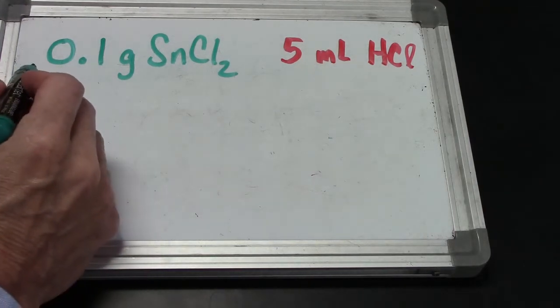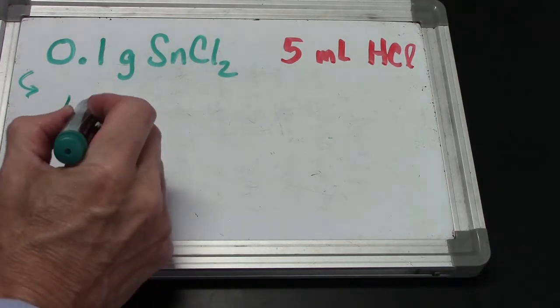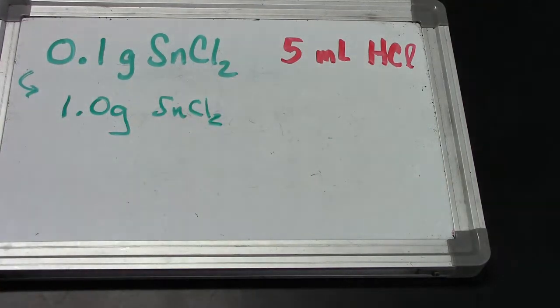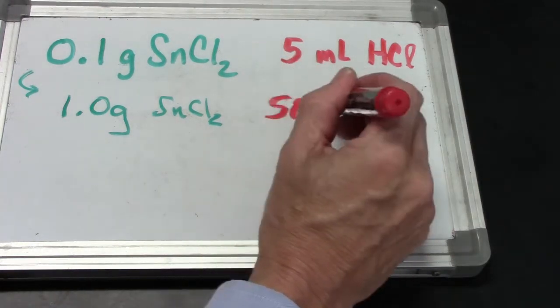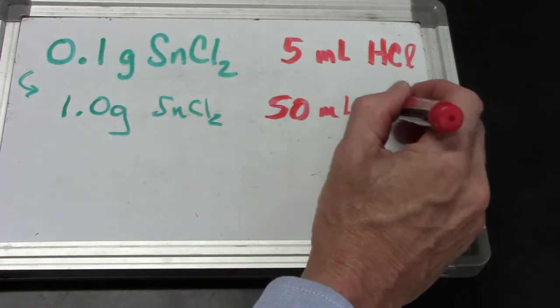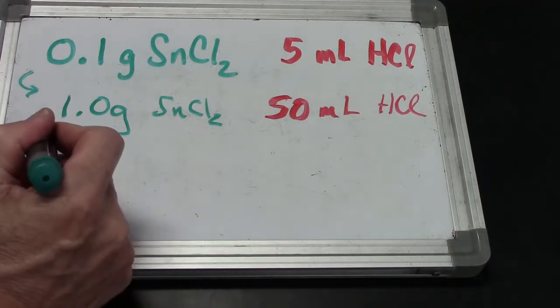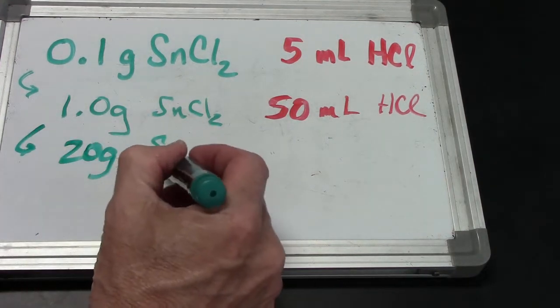If I were to say, let's go 10 times higher, then this will be 1.0 gram of tin chloride. But then I'll need 10 times more of that, 50 milliliters of HCl. And this is starting to become a lot of acid for a very little amount of salt. And you should realize you're trying to go all the way up to 20 grams of salt.